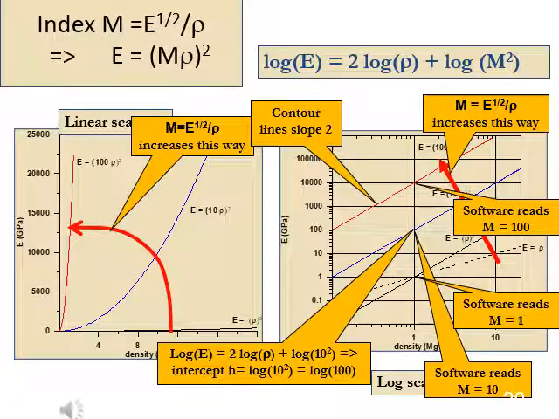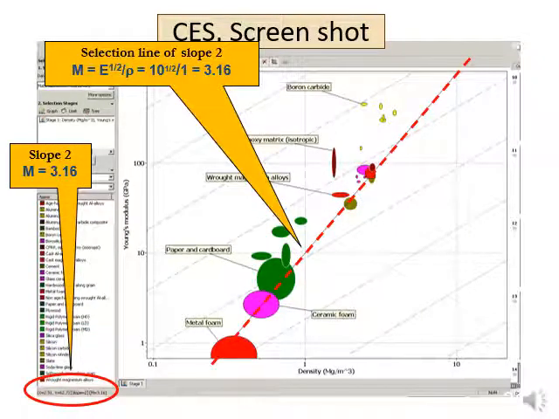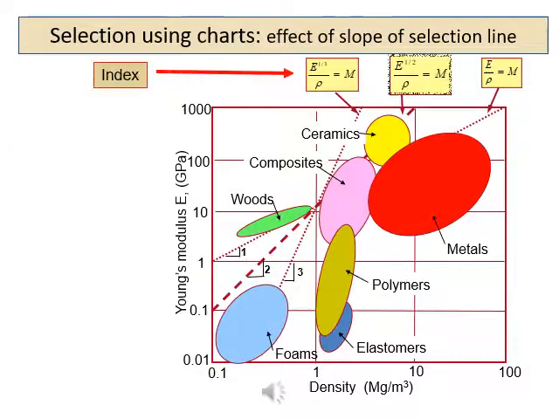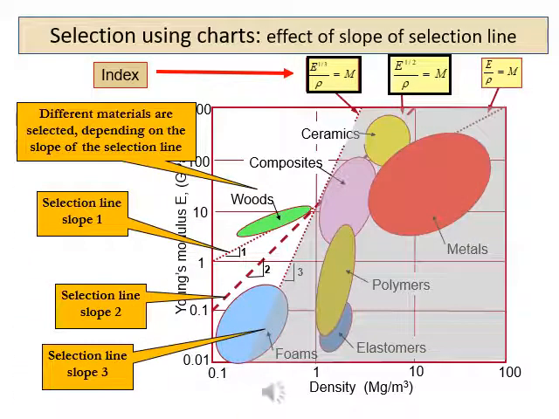Here is the difference between the linear graph on the left and the logarithmic graph on the right when the slope is equivalent to 2. Next, the screenshot of the software when the slope is 2. Here, when you try to calculate index m, the value will be 3.16. Now, you can see the differences when you change the slope. Note that the materials below the contour line, the ones colored gray, are not fit to be candidate materials.